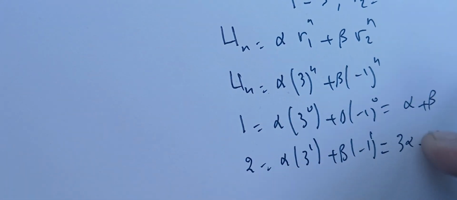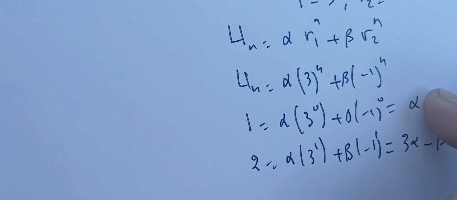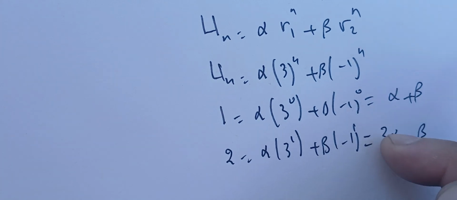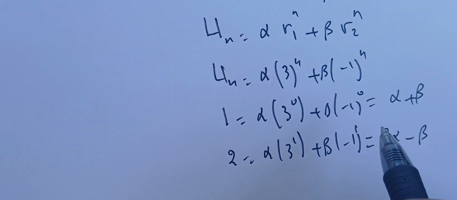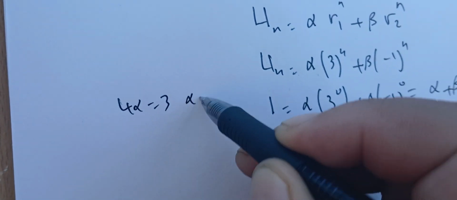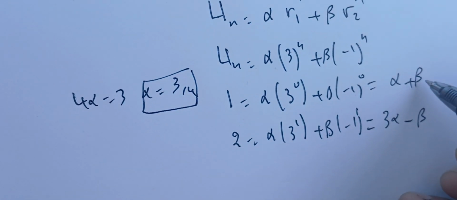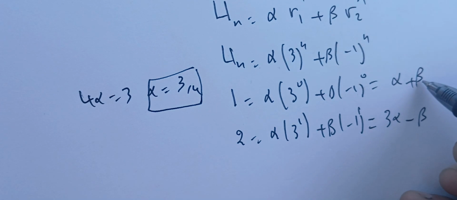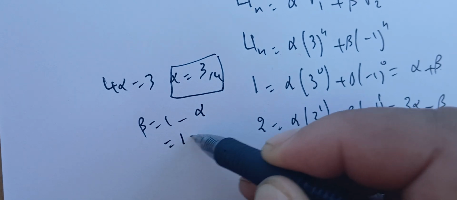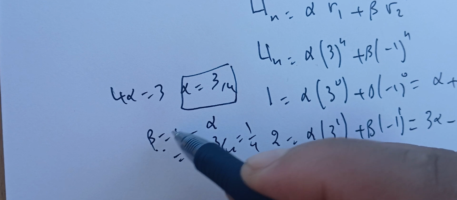Now I can solve for alpha and beta. This is a system of two equations with two unknowns, alpha and beta. If I add these two equations, I get 4 alpha is 3. That means alpha is 3 over 4. And I can use this one here to get beta. Beta is just 1 minus alpha, which is 1 minus 3 over 4, which is 1 over 4. Therefore, I have my values.